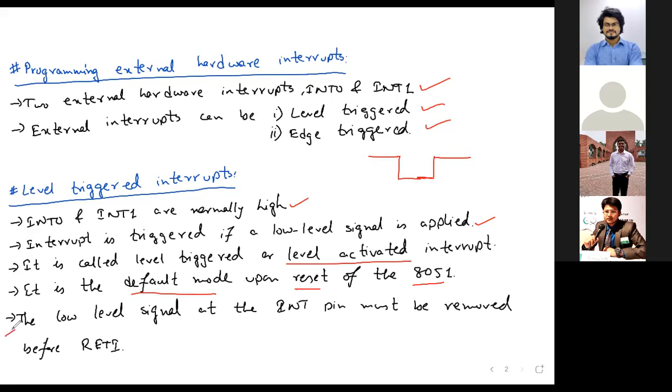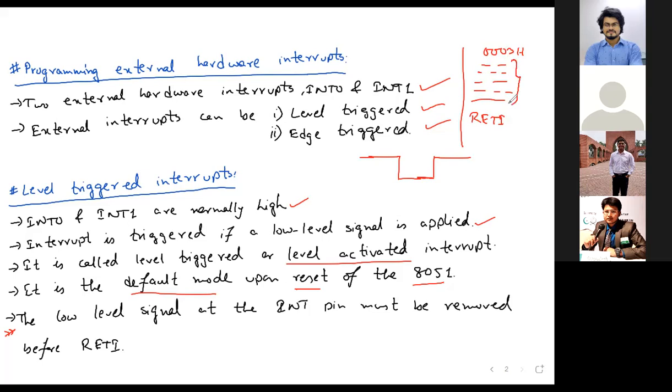Now, the last point you need to understand, this portion. It says that the low level signal at the interrupt pin must be removed before RETI. So what does this mean? You see the interrupts are normally high. Once it goes low, that means the interrupt is enabled. So enabling the interrupt means it will go to a particular address. I think one of the addresses of this external interrupt is 0038. So whenever you apply a low level signal, your MCU will directly jump over here. It will execute the instructions which are there until it encounters RETI.